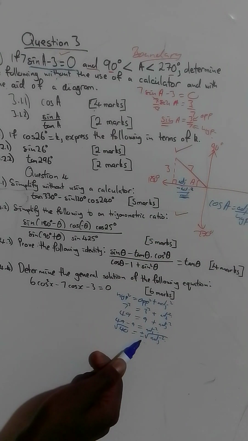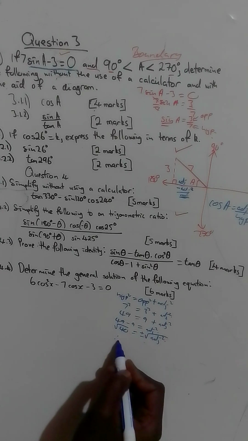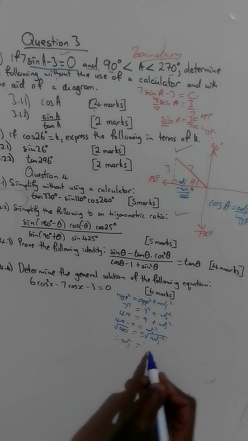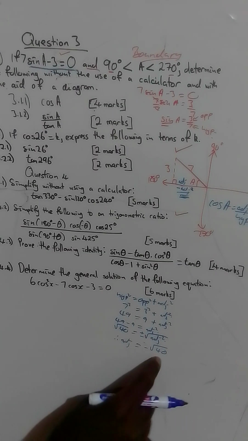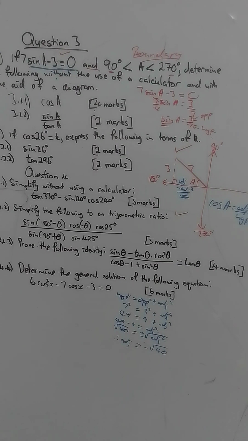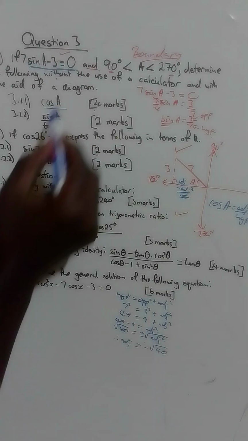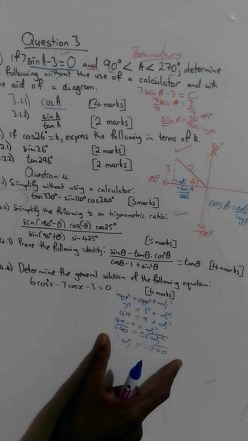So I'm going to use a negative here. Therefore, adjacent is equal to negative square root of 40. I found the value of adjacent. It's negative square root of 40. But now they wanted me to determine cos. So finding adjacent is step number 1.